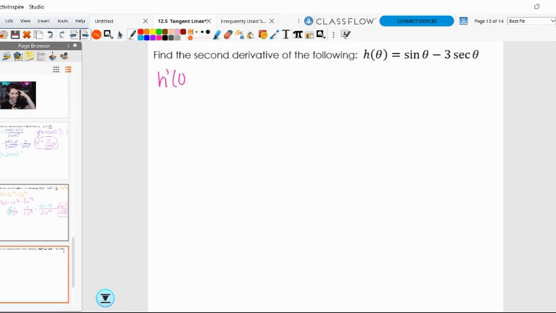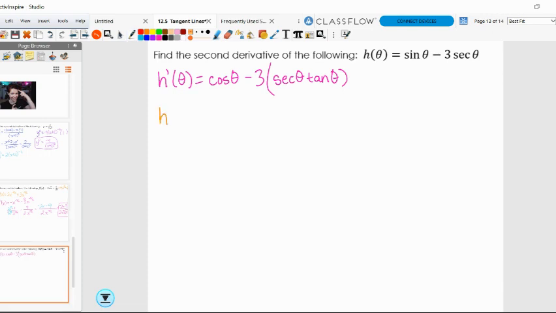So h prime of theta, derivative of sine is cosine, so that's going to be cosine theta, minus, this is just a sum and difference, because we've got terms joined by a minus sign. So it's just the derivative of the first minus the derivative of the second. Now the second is a constant multiple, so that's going to be minus 3 times the derivative of secant, which is secant tangent, so that's secant theta tangent theta. Okay, and that's our first derivative. Not too bad. That parentheses is optional there. You don't need that because it's just that.